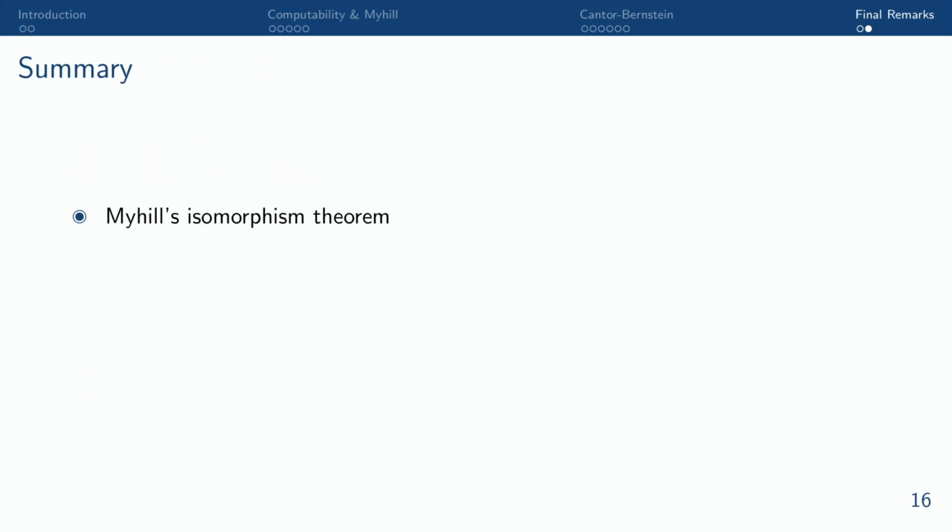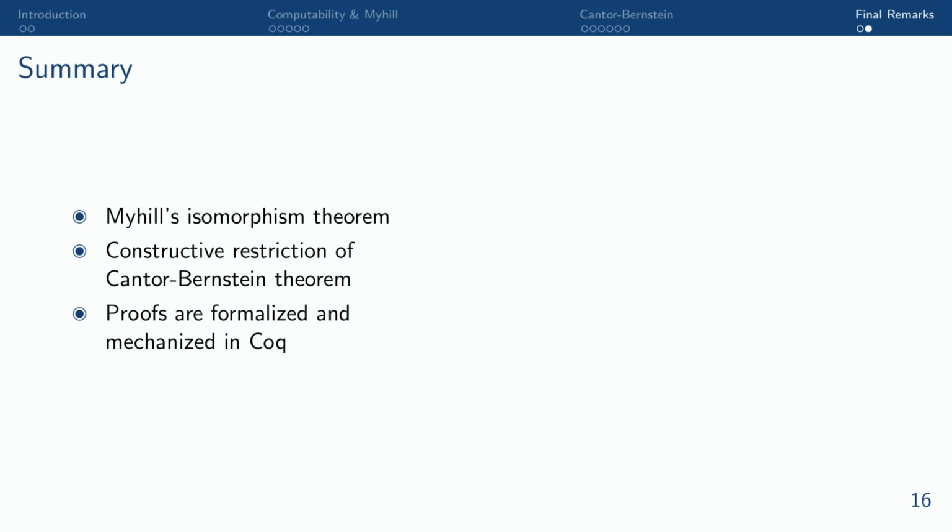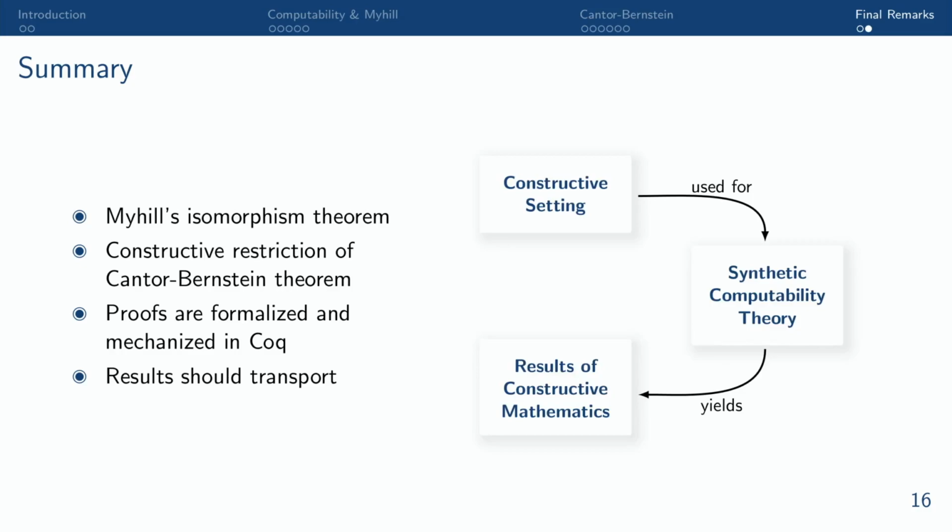So let's summarize. We looked at Myhill's isomorphism theorem and a constructive restriction of the Cantor-Bernstein theorem. We proved this fully constructively and formalized and mechanized the proofs in Coq. And we would claim that the results also should transport to other foundations. And I want to conclude with this conceptual idea we used. We worked in a constructive setting in order to formalize results from computability synthetically, and then turned those results into yet again results from constructive math.